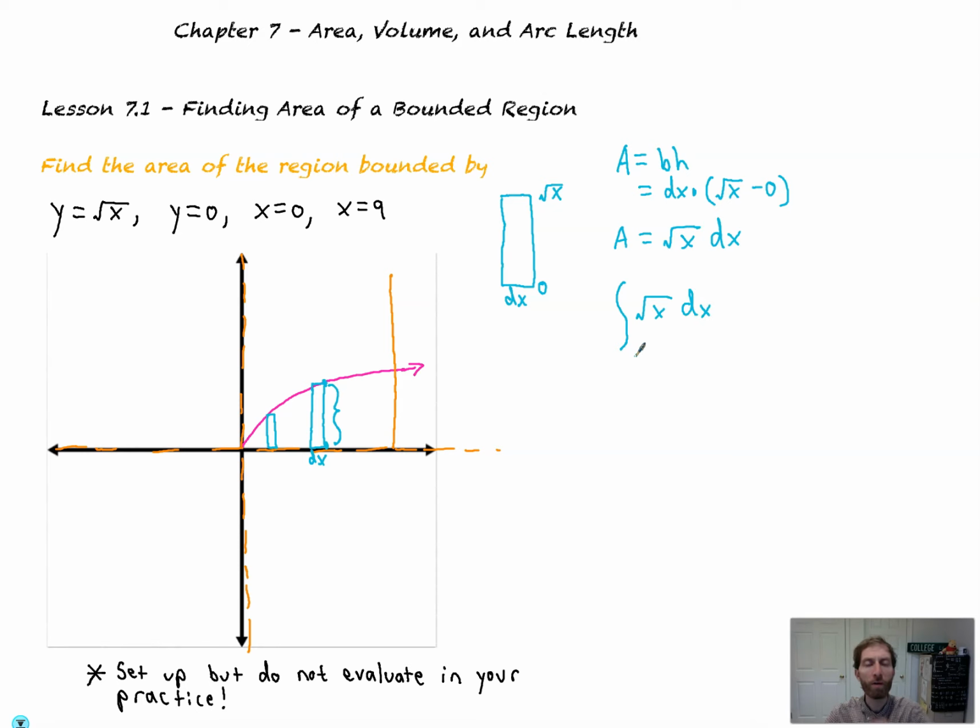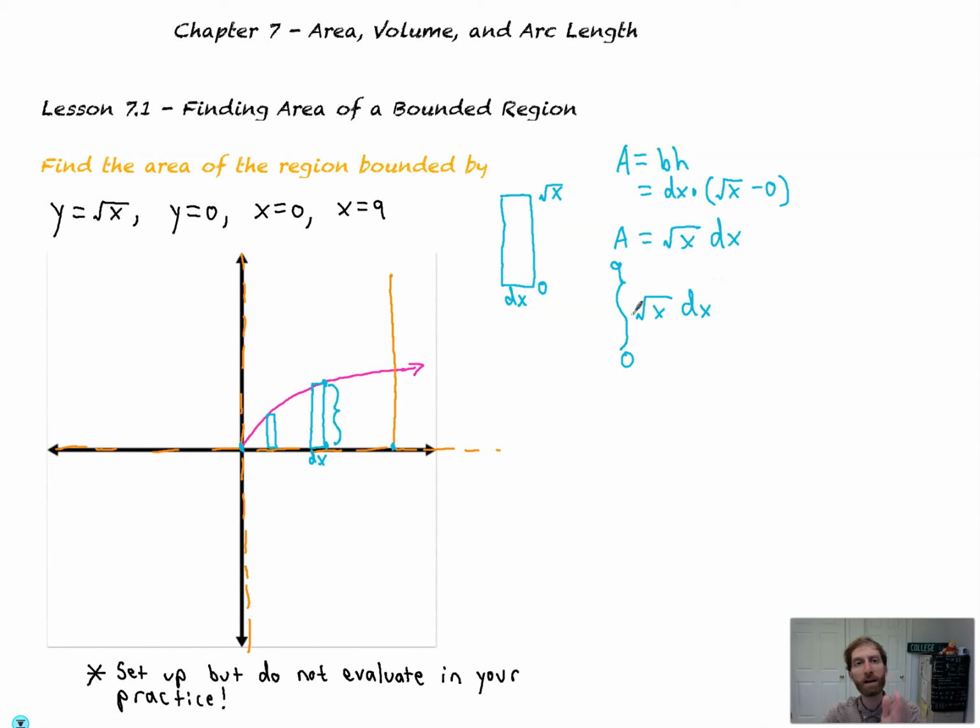And the question is, from what x value to what other x value will I stack up these rectangles? Well, we have x equals 0 to x equals 9. And that right there is the most important part. And I wrote a note down here, set up but don't evaluate in your practice.